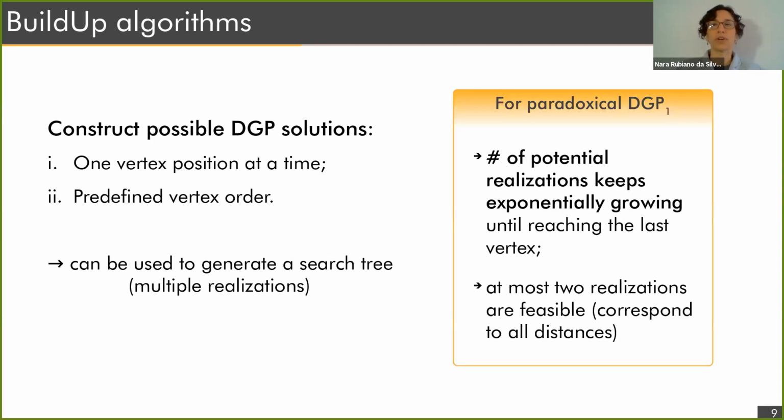And for our paradoxical DGP1 instance, as I said, the number of realizations still keeps growing exponentially until reaching the last vertex in this kind of algorithm. And at most, two realizations will be feasible in the end. The feasibility here means that all distances in the problem are satisfied.